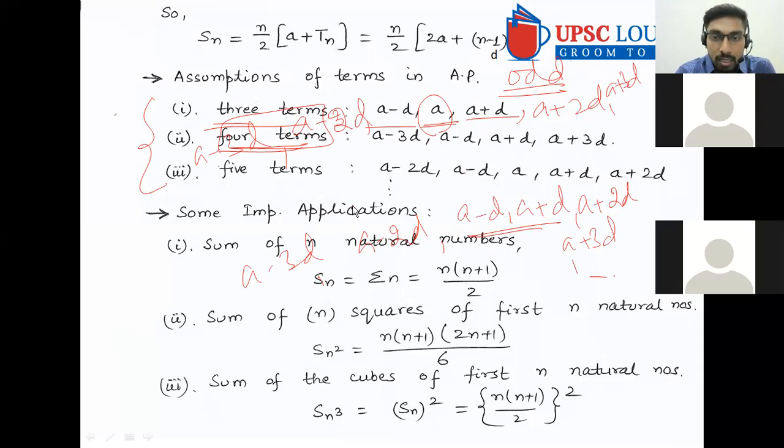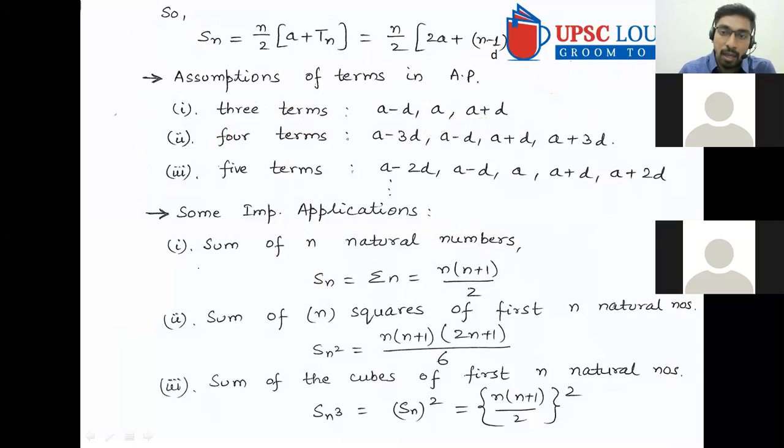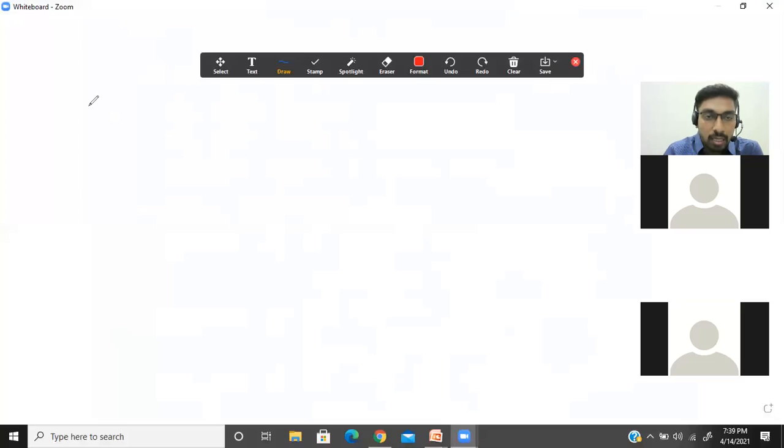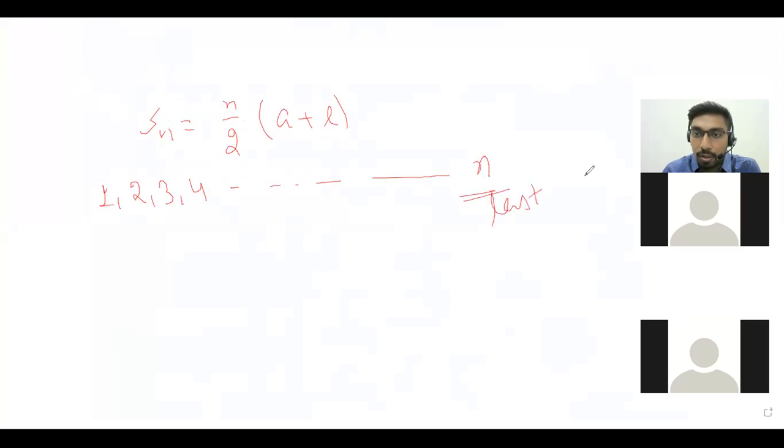After this, some important applications or formulas. First, the sum of n natural numbers. You can derive it using the formula for the sum of n terms, that means Sn equals n upon 2 into a plus L. For the first n natural numbers, that is 1, 2, 3, 4 and so on up to n, n is your last natural number.